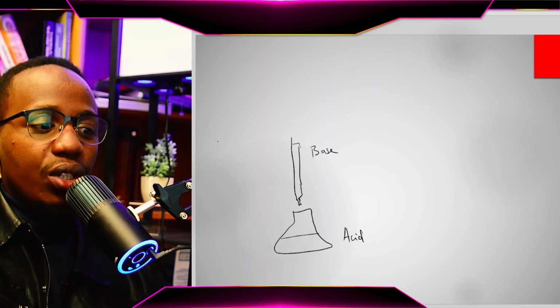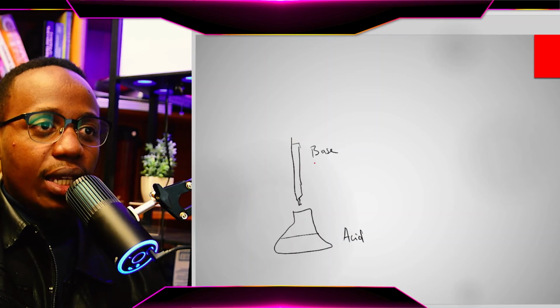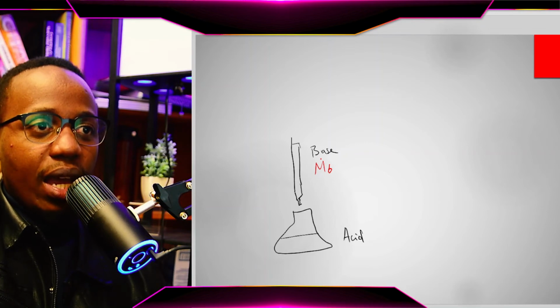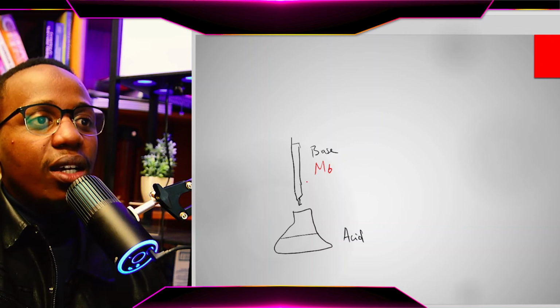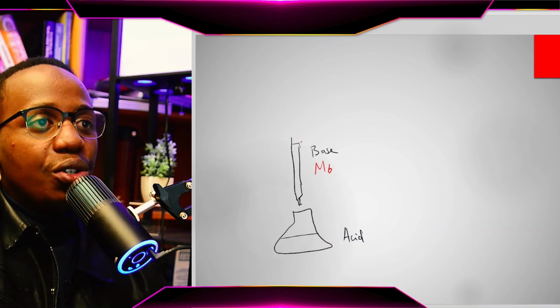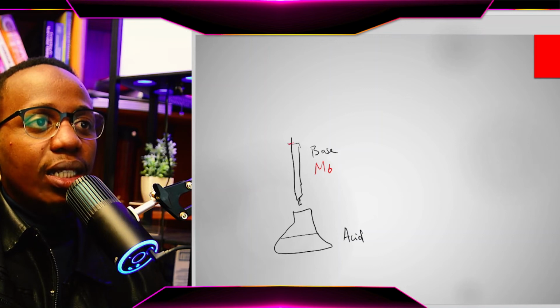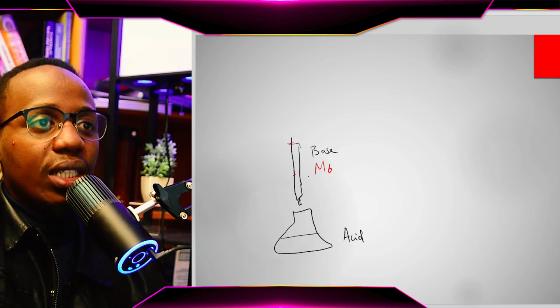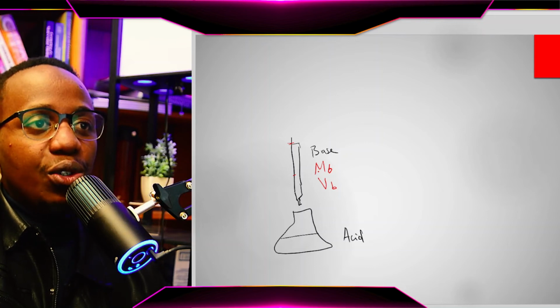We know the concentration of the base, so let's call it MB. M stands for molarity. The concentration of the base is MB. You will know it because it's a known concentration. The volume of the base added, you will know because you will take a reading of the burette at the beginning and the end of the titration.